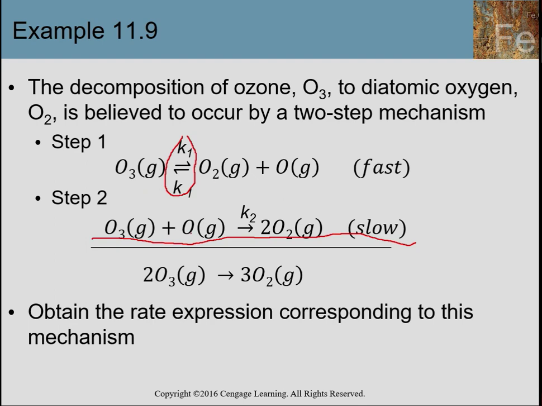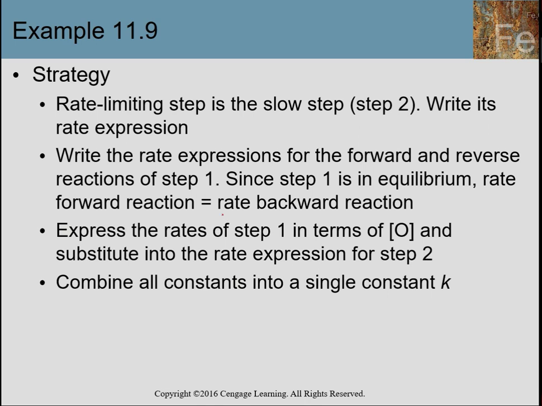Algebraic step number one. We're going to look at the second reaction. The second reaction has the rate determining step as a slow step, so we're going to write that particular rate law expression straight up. And then we're going to write the expressions for the forward and reverse reactions together. Since the first step has the forward and reverse, you're going to have two different rate laws, one for the forward, one for the reverse. And then we're going to combine things together to make sure you get just one single K. Let's show how that works.